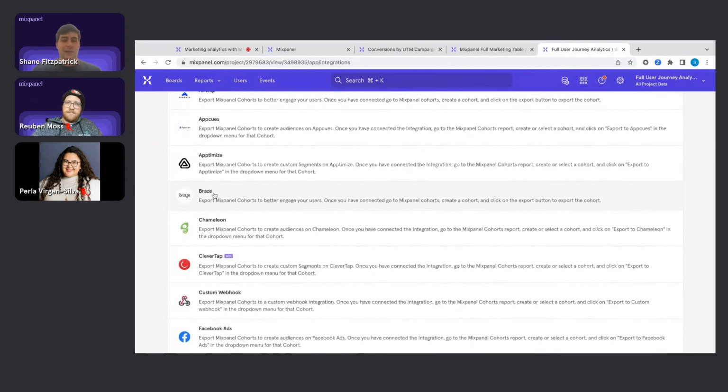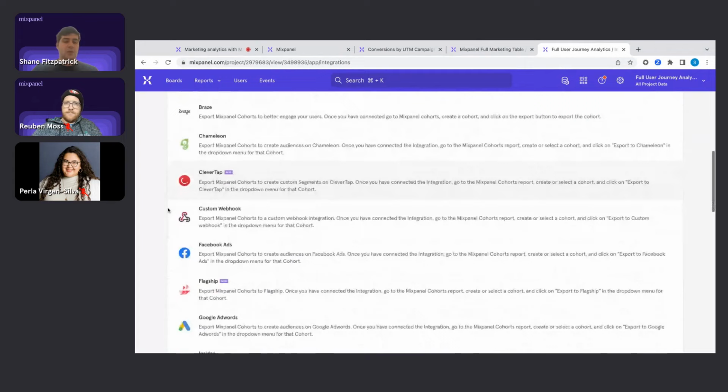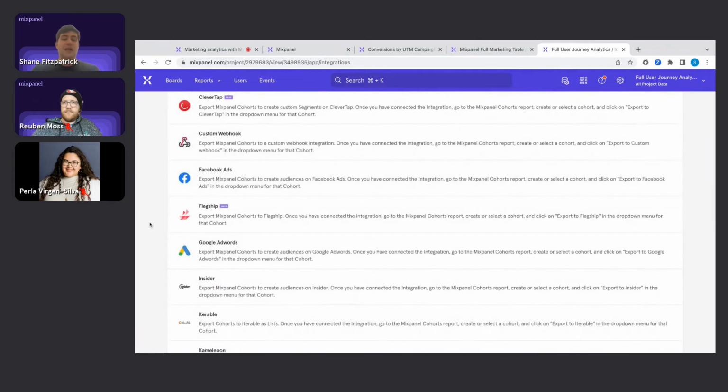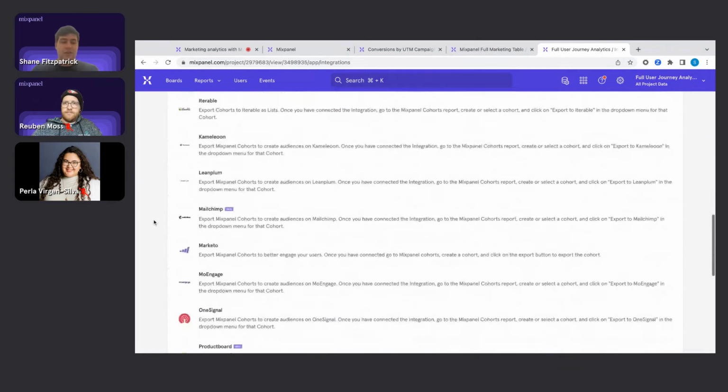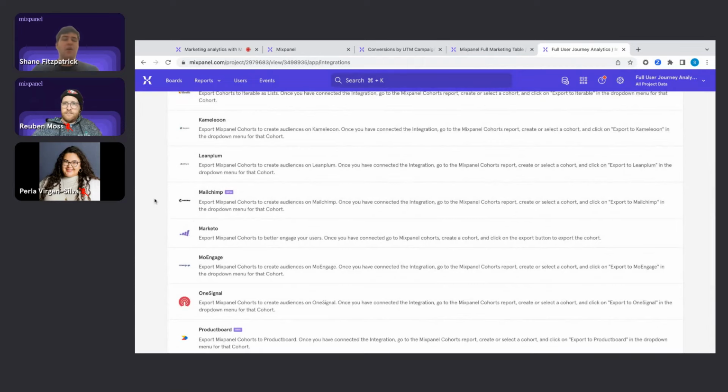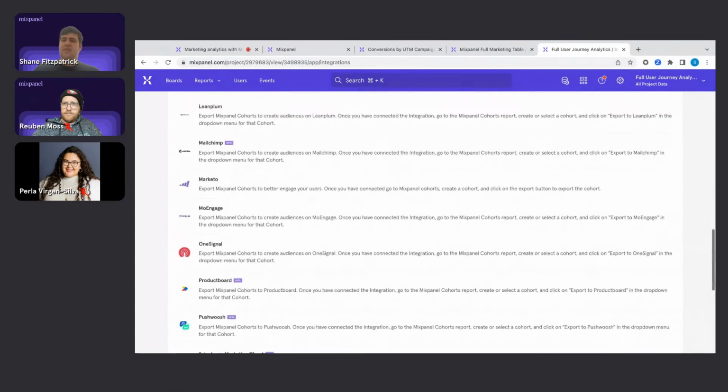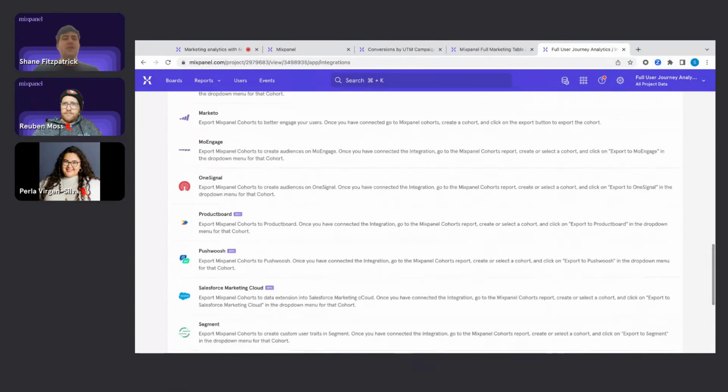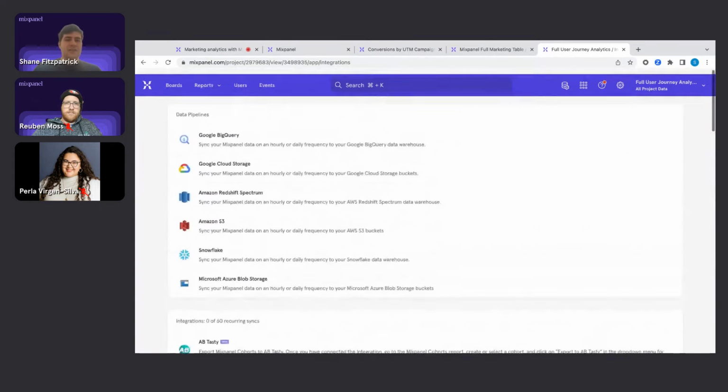So for example, you can export to Braze, you can export to Facebook and Google ads to retarget people in advertising. You can export to MailChimp, Marketo, all sorts of different marketing tools that you might be using today. So you can easily take that user data that you're discovering in Mixpanel and put it to work quickly and efficiently. So that's just something else I did want to call out.